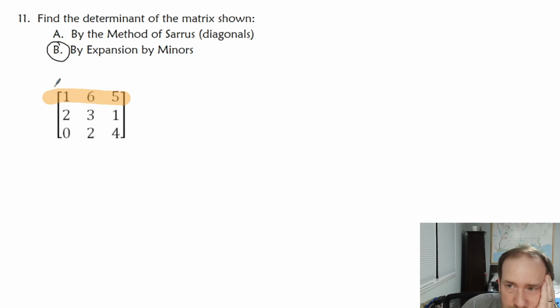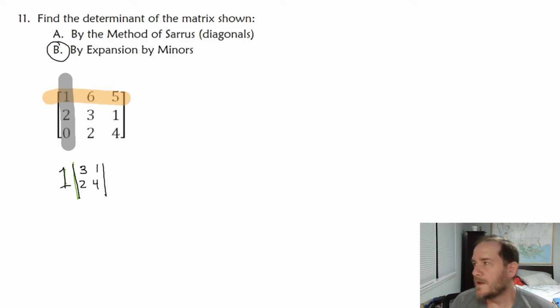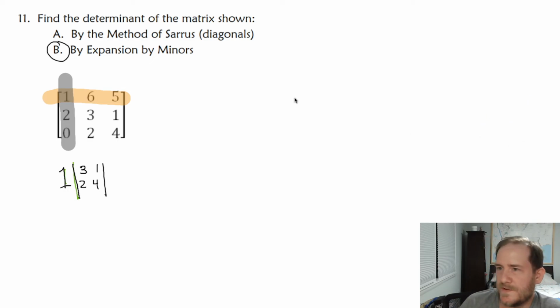All right. So the way this works is you take the entry here, the 1, and then you multiply that by the determinant of the matrix that remains if you get rid of the row and column that the 1 is in. So if you kill the row and the column that the 1 is in, then 3, 1, 2, 4 would be the minor matrix that remains. So I'm going to go 3, 1, 2, 4. And I'm going to find the determinant of that matrix and multiply it by that entry there that we excluded. Multiply that by 1.